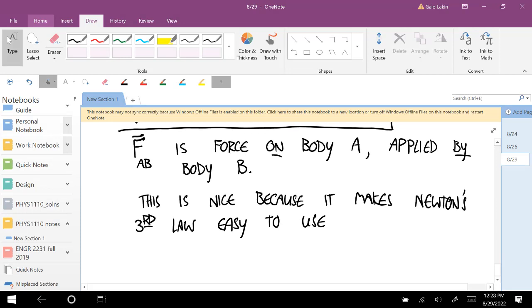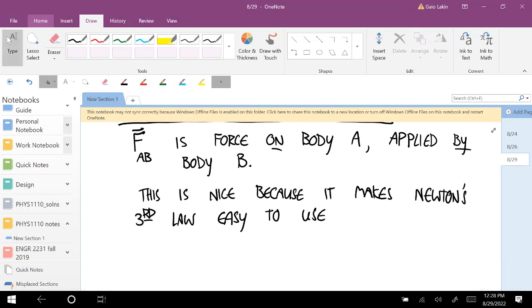If you think about the definition of Newton's third law, it says the force that body A applies to body B is equal and opposite to the force body B applies to body A. And so if you're using this notation, the force on A by B is always equal to negative the force on B by A. Okay. So if you switch the subscripts, you switch the signs. And that's Newton's third law. It makes it really easy to use. We'll use that a ton.